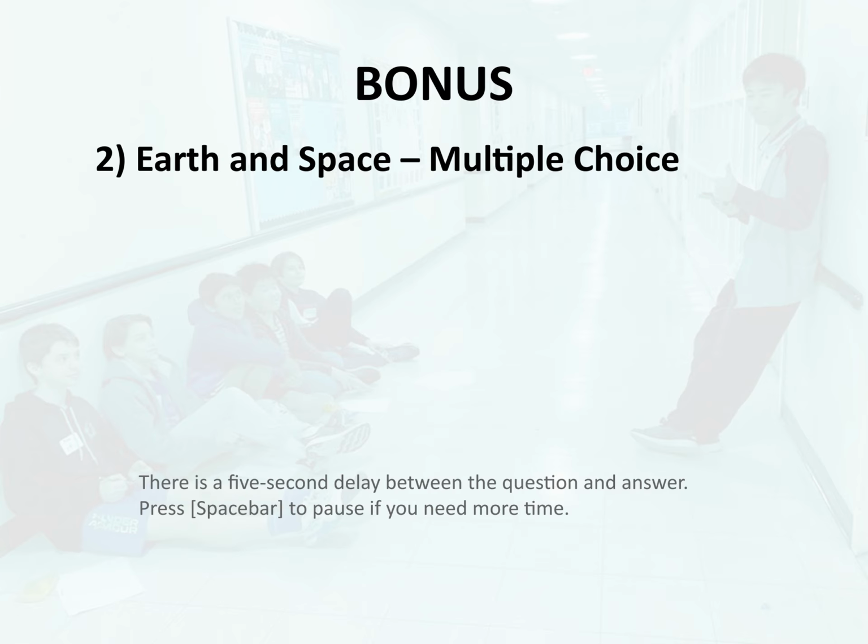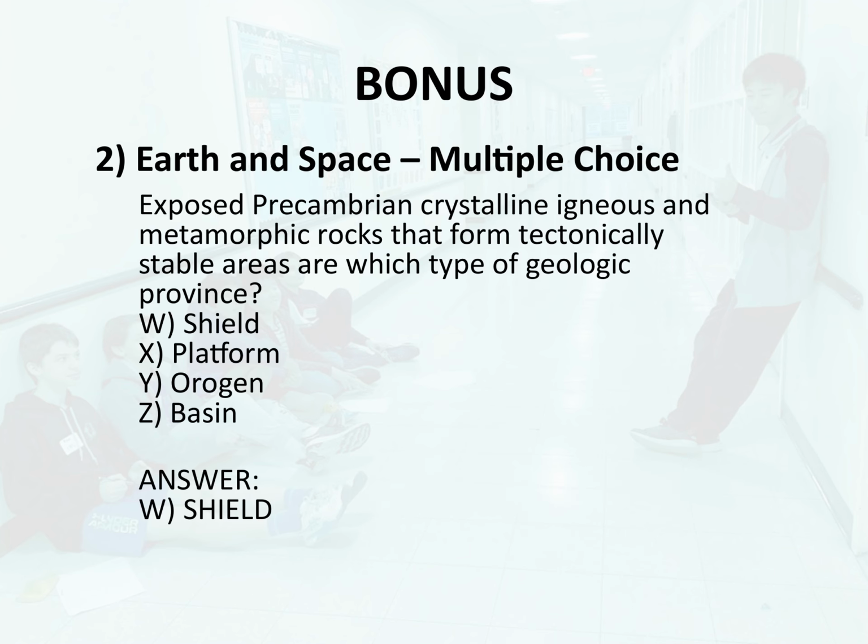Bonus 2. Earth and space, multiple choice. Exposed Precambrian crystalline igneous and metamorphic rocks that form tectonically stable areas are which type of geologic province? W. Shield. X. Platform. Y. Origin. Z. Basin. Answer: W. Shield.